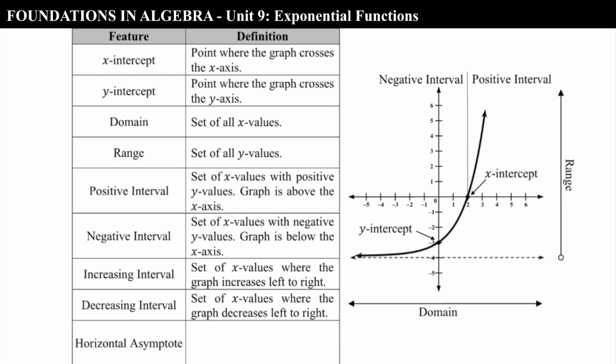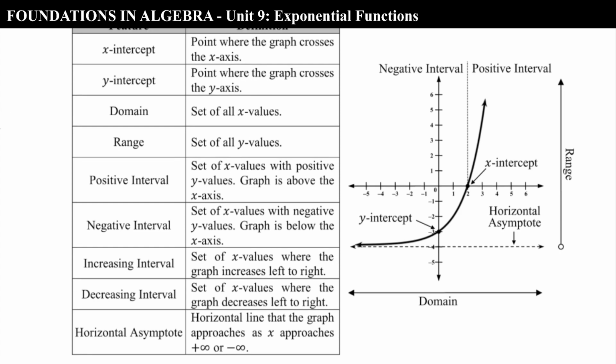And then finally, our horizontal asymptote is the horizontal line that the graph approaches as x approaches positive infinity or negative infinity. Okay, positive infinity on the right, negative infinity on the left-hand side. And then our horizontal asymptote is here at y equals -4, okay, because that is where we are approaching on the left-hand side in this case, or as we approach negative infinity, we are approaching -4.